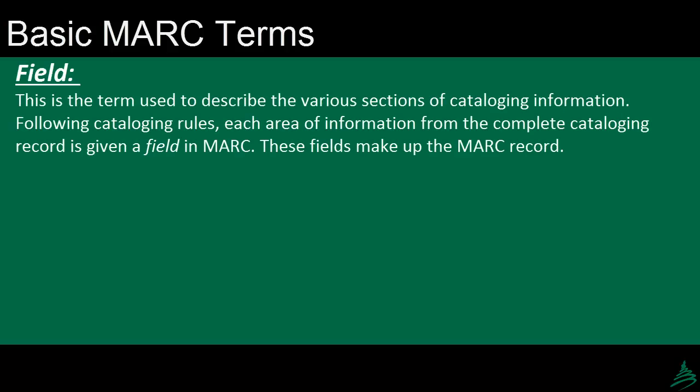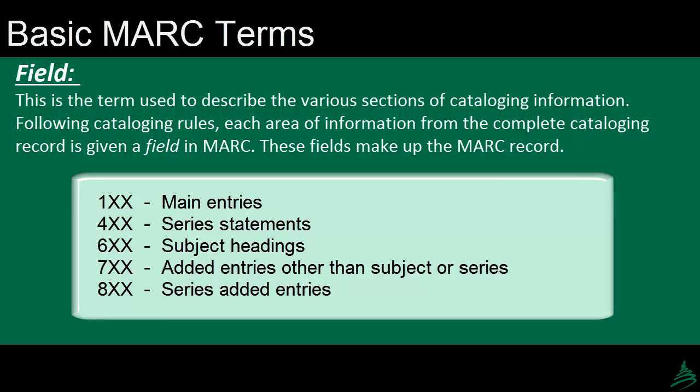So let's get into the meat of a basic MARC record, or the terms that we use when we're talking about MARC. The first thing you're going to run into is field, and this is the term that is used to describe the various sections of the cataloging information. And when you follow cataloging rules, each area of information from the complete cataloging record is given a field in MARC. And from my little picture here, you have your 1XX fields. Those are your main entries, or the people or companies responsible for that piece of work. You have your 4XX and your 8XX fields, which are your series statements or your series added entry statements.